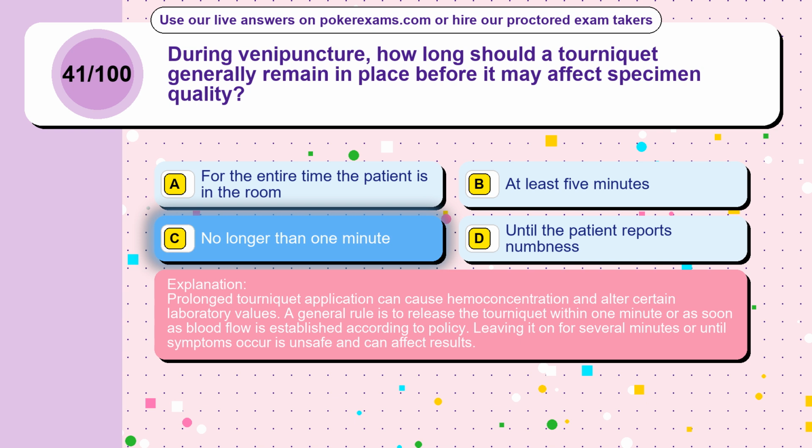A general rule is to release the tourniquet within 1 minute or as soon as blood flow is established according to policy. Leaving it on for several minutes or until symptoms occur is unsafe and can affect results.